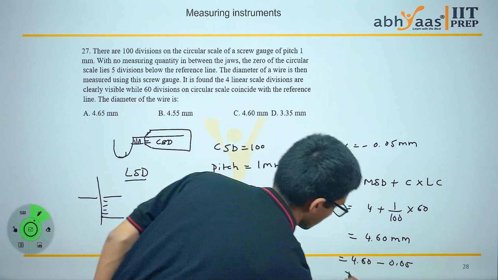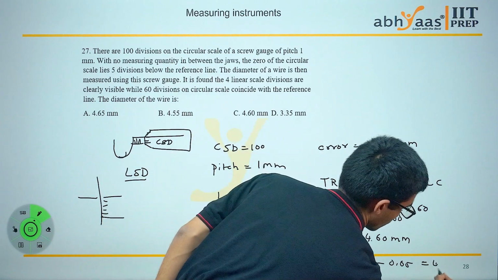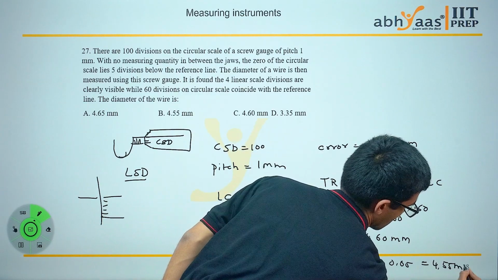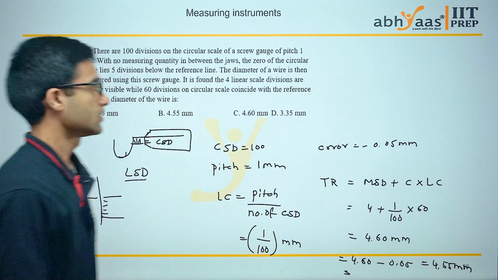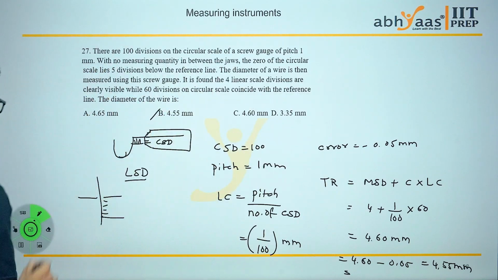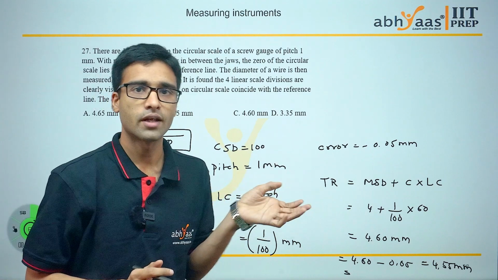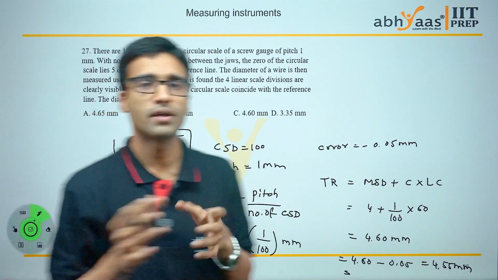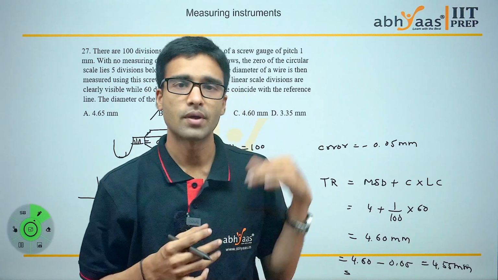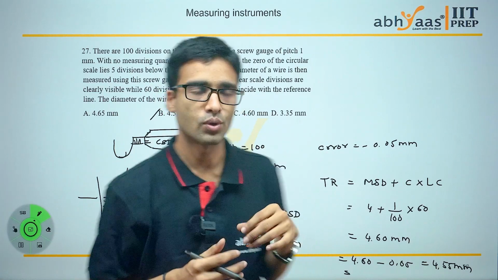That is 4.55 mm. Okay, this is the answer. Now if you observe, this is about the screw gauge. Many questions from previous years are measuring instruments questions. Mostly they come from the vernier caliper and screw gauge.